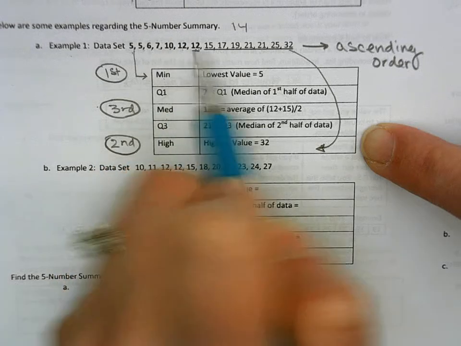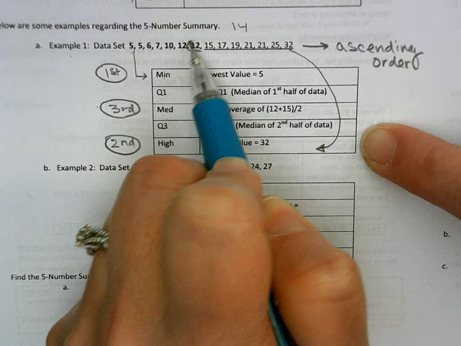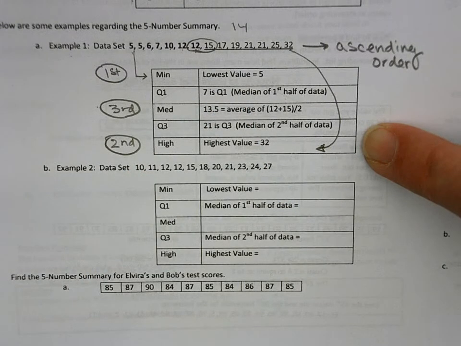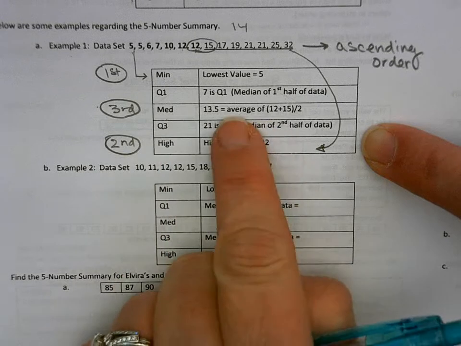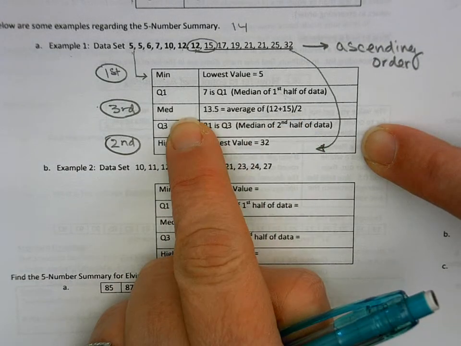So right here, and then 7 this way. And so if I look, I have 2 things in the middle here, so 12 and 15. So that means I need to average, right, to find my median. So 12 plus 15, and then divided by 2. So my median is 13.5.